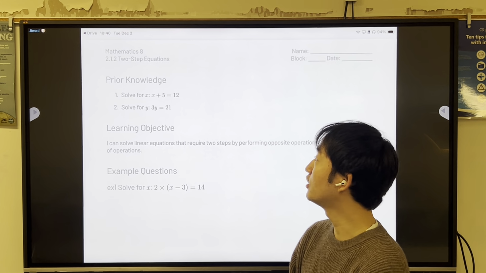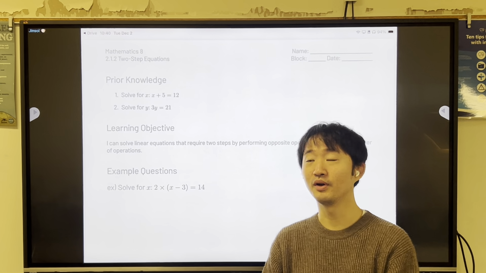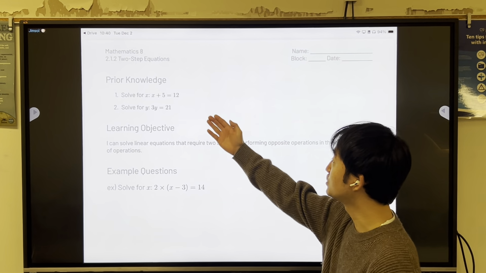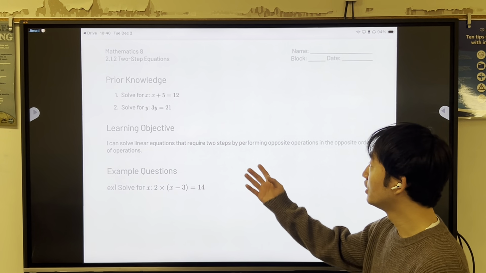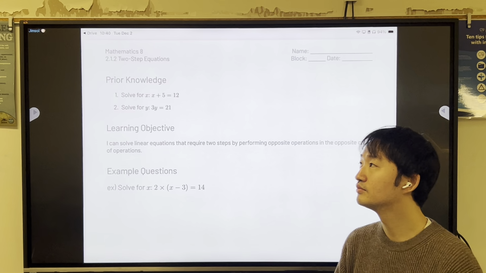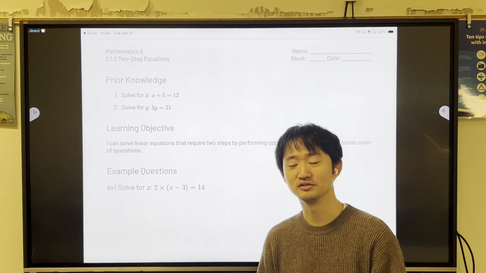Before we start, there is some prior knowledge that you need to know. You need to know how to solve one-step equations. For example, to be able to solve equations like x plus 5 equals 12 or 3y equals 21, you need to know how to use the opposite operation.